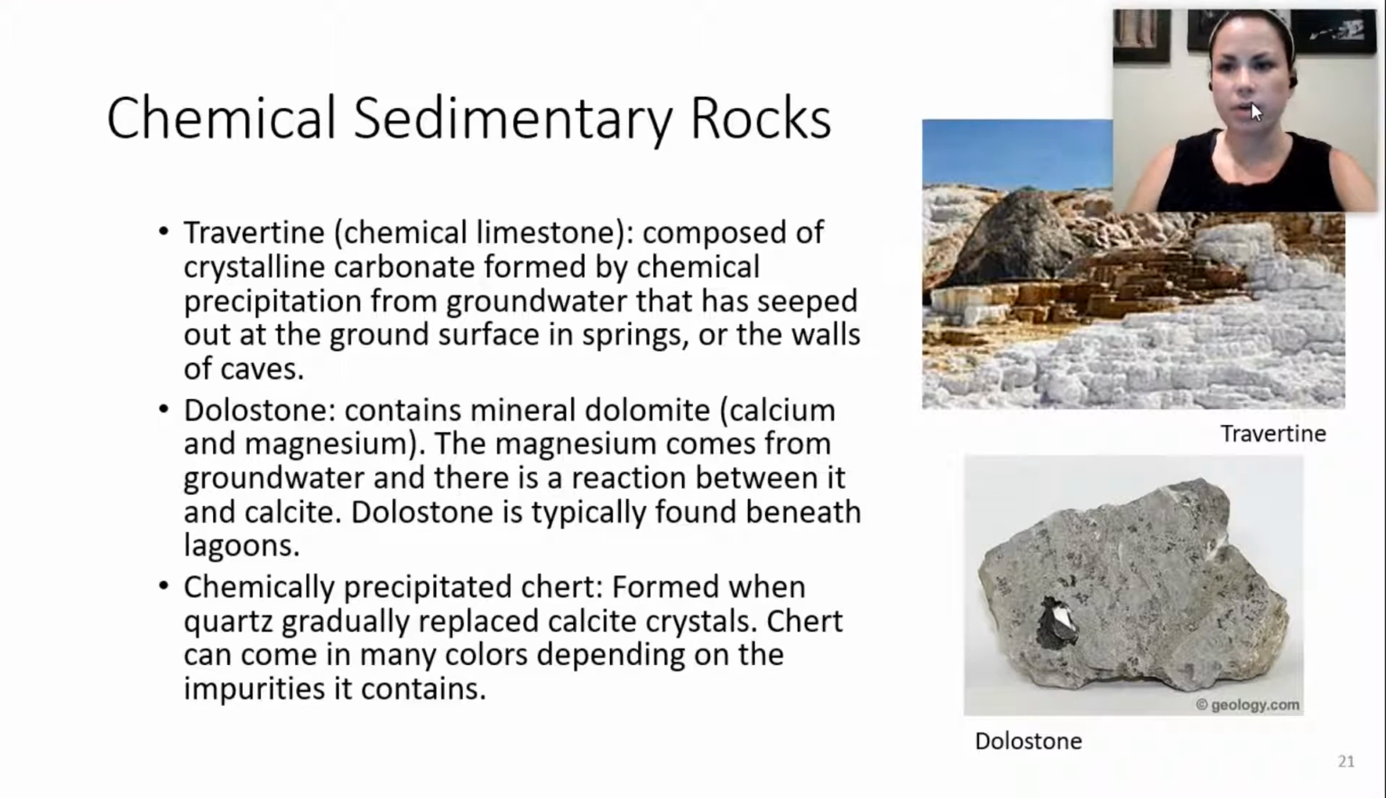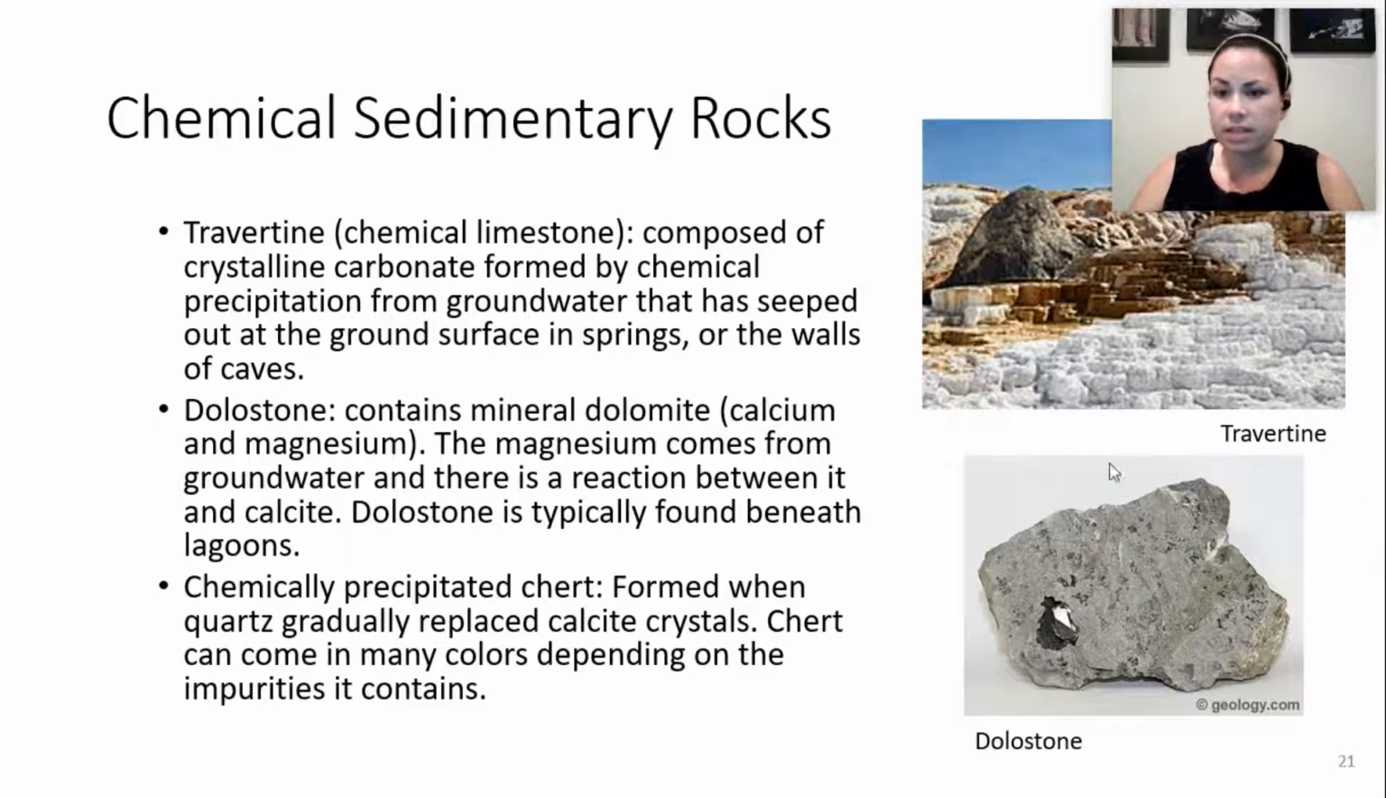Okay, so another example of chemical sedimentary rocks is travertine. And you may have seen travertine. It's a little bit popular to make floors or countertops out of. This is chemical limestone, and it's composed of crystalline carbonate formed by chemical precipitation from groundwater that has seeped out of the ground surface in springs or the walls of caves.